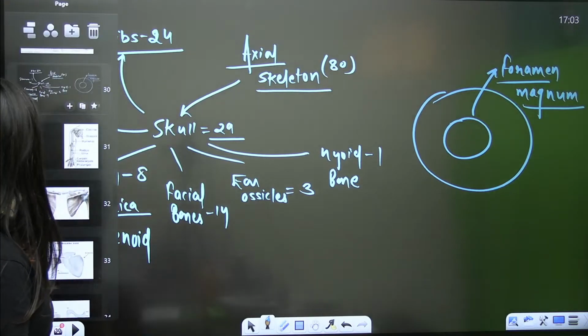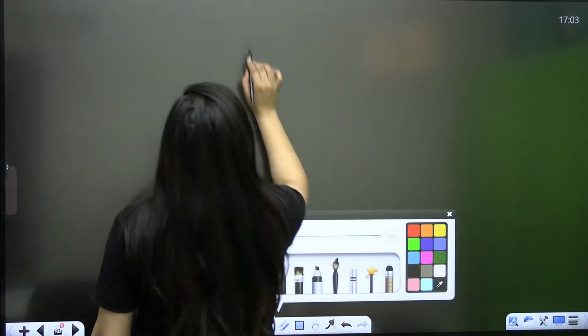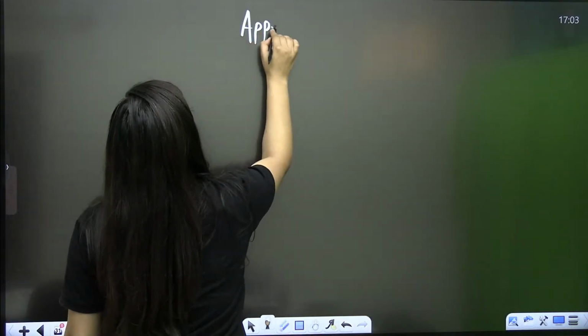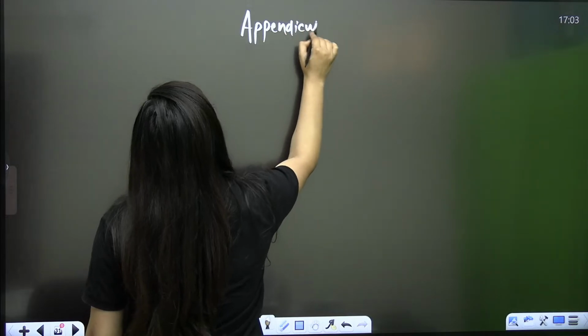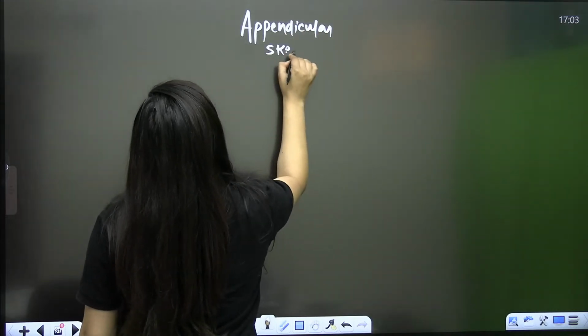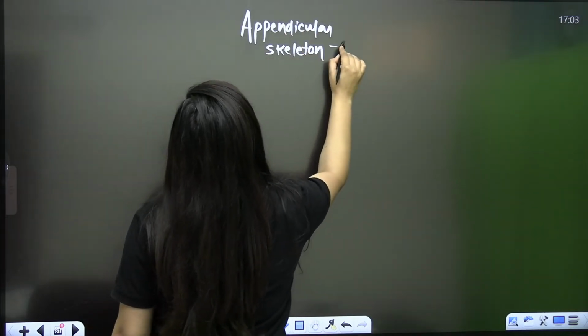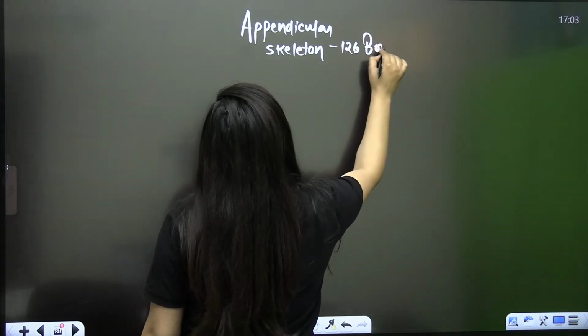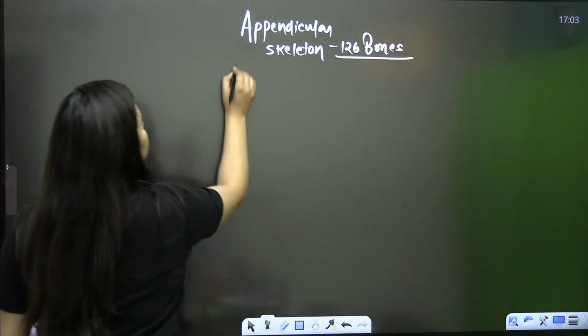Okay. So now let's move to the appendicular skeleton. How many bones are there in the appendicular skeleton? Let's make the flow chart again. Total 126 bones are there.